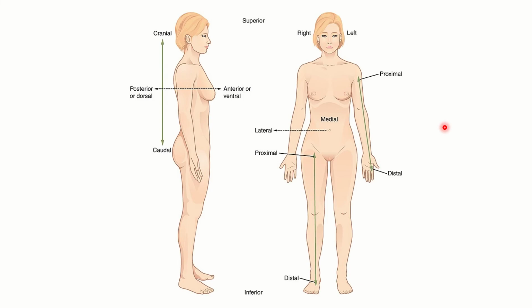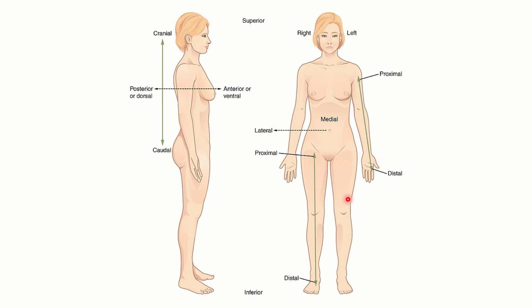In this video, I will talk about the anatomical terms. So first is anatomical position. In an anatomical position, the upper limb should be parallel to the torso or trunk. The palm of the hand should face forward, and the thumb should be located laterally.